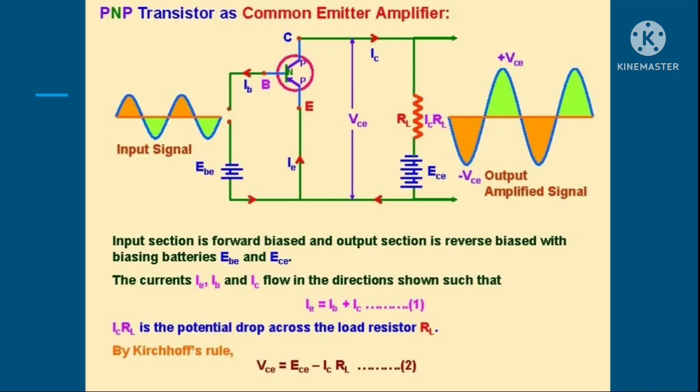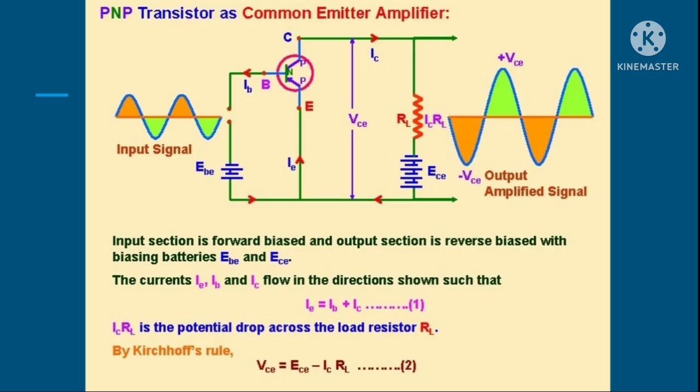Now the next one is the amplifier circuit using a PNP transistor. Here is the circuit diagram. In this, the input signal to be amplified is applied across the input circuit, and the amplified output signal is obtained across the output circuit having the load resistance. Again, the collector current plus base current is equal to the emitter current, and there is a voltage drop, so the collector voltage is equal to the applied voltage minus the voltage drop across RL.